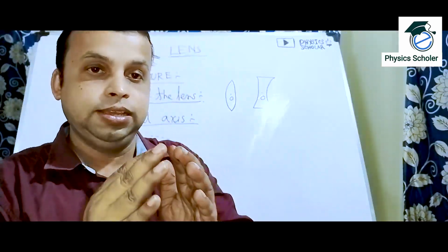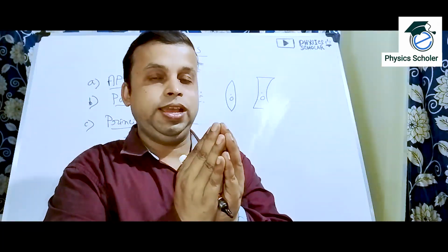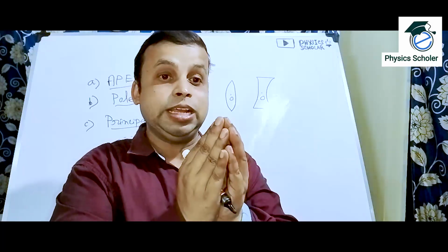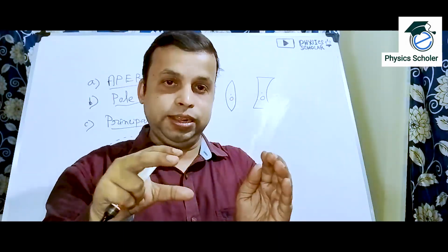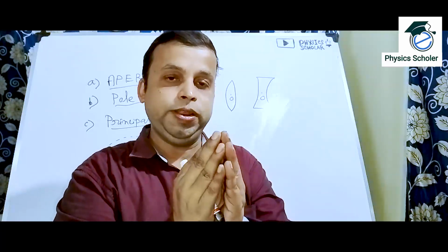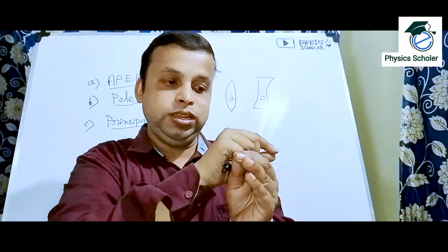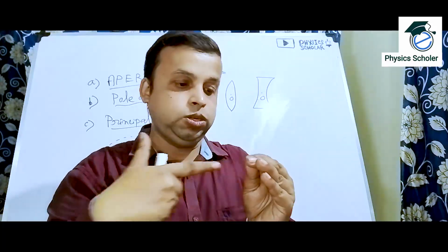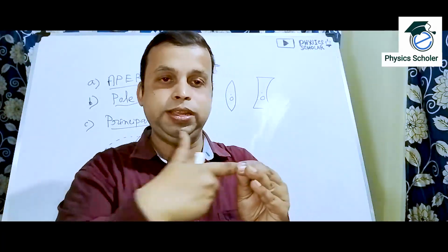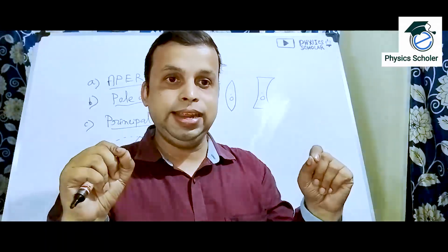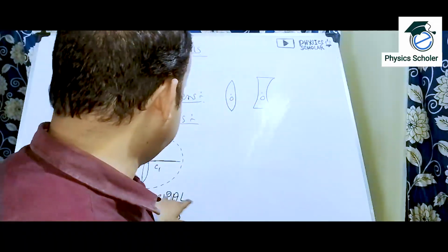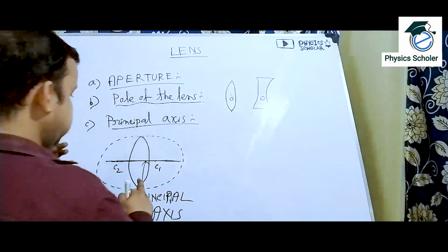So what is the principal axis? The lens is surrounded by two spherical surfaces. For each sphere, there is one center of curvature, so the two spherical surfaces have two centers of curvature. If we draw a line connecting the two centers of curvature, that line is known as the principal axis. So this is the principal axis of the convex lens.